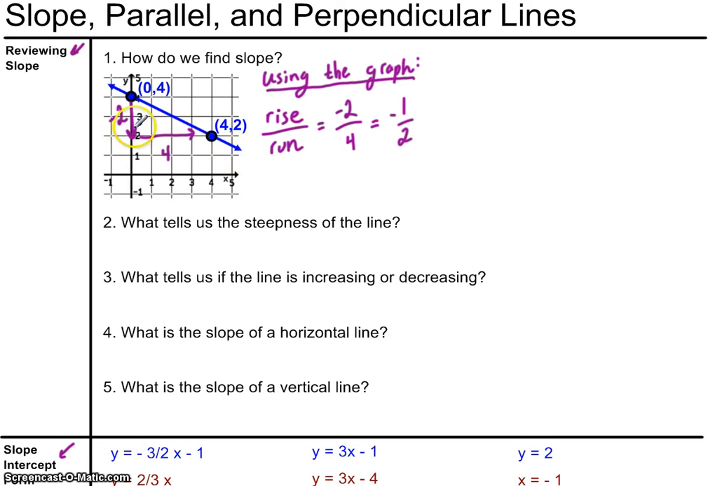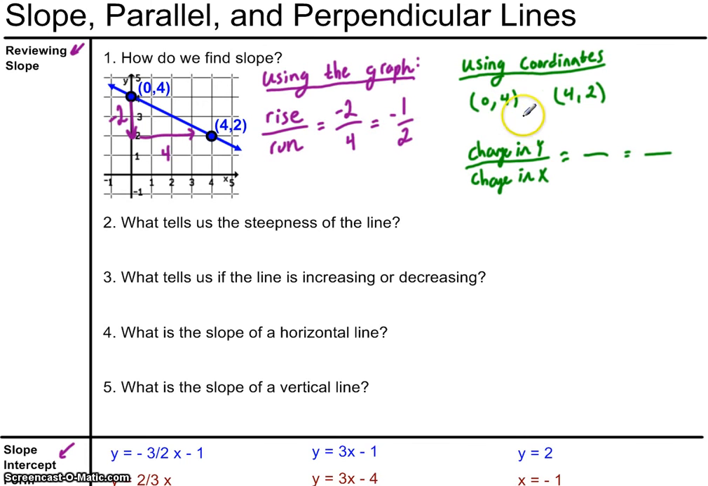If we use the graph, we can use rise over run. My rise, well, it's going down 2, and my run forward 4. So my slope ends up being negative 2 over 4, which simplifies to negative 1/2. If you'd rather use the coordinates, we can take a look at the change in y from 4 to 2. That's decreasing by 2 or negative 2. And the change in x from 0 to 4, increasing by 4. So my slope, again, change in y is negative 2 over the change in x, which was 4. And simplifying, we obtain negative 1/2, which is the same as if we use the graph. So either way to find slope is perfectly fine.